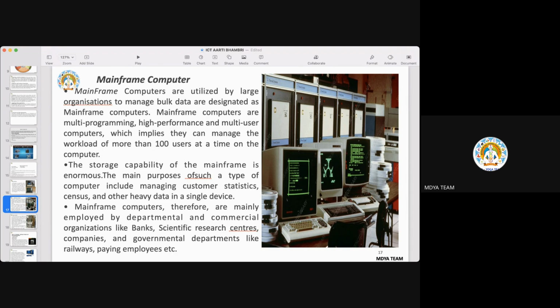So mainframe computers are employed by various industries or organizations, educational or health, government sectors, or commercial organizations and corporates. They need such huge mainframe computers. Also in the research field, scientific research centers and companies have this type of computer.